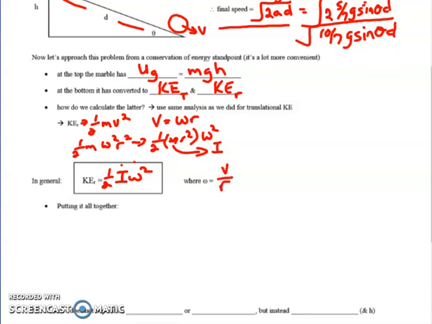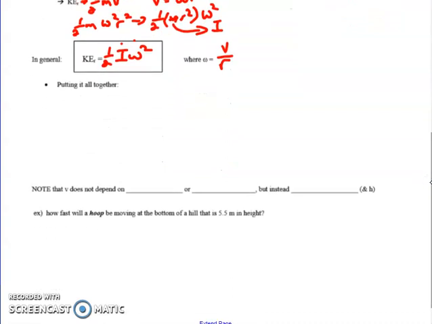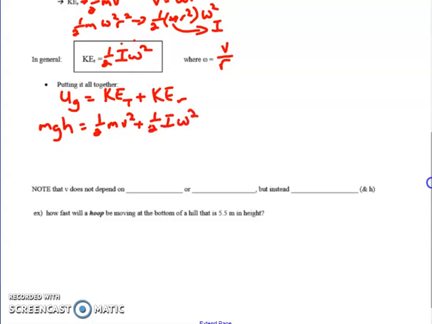Okay, so now let's put this together. At the top we have UG, at the bottom we have translational and rotational. So this is mgh equals 1/2 mv squared plus 1/2 I omega squared. Now the I omega squared is a generic equation. It could be any moment of inertia. Since we're dealing with the sphere, we know what its specific I is. So let's say I of a sphere, we learned before, is 2/5 mr squared. So let's substitute that in.